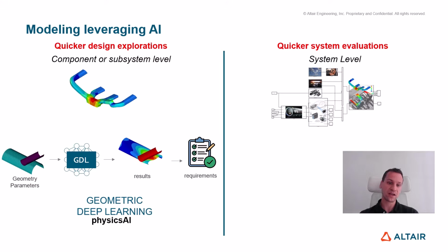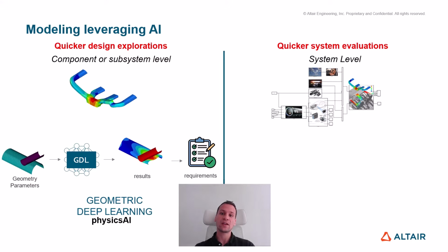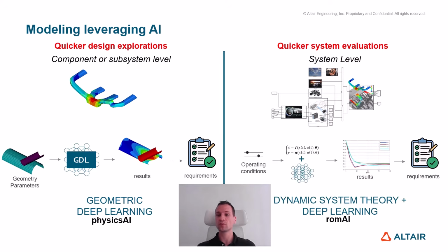Now, on the left side, we have our geometric deep learning engine software, which is called Physics AI. We are going to dive into this software more in detail in another session later. And in this session, we are going to cover mostly our reduced order modeling and dynamic and system identification software, ROMAI, which relies on a combination of deep learning and dynamic system theory technologies.